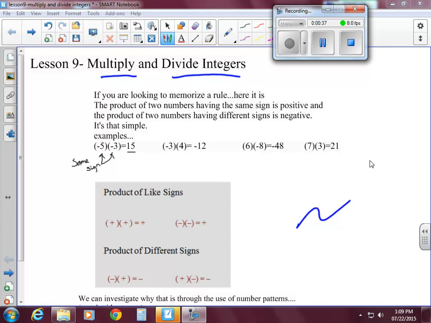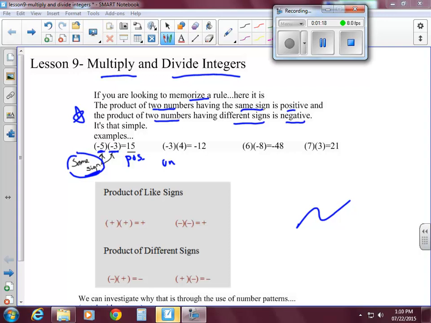Here we go. If you're looking to memorize a rule, here it is. The product of two numbers having the same sign is positive, and the product of two numbers having different signs is negative. It's that simple. So what do we mean by that? Here you have a negative number times a negative number. They carry the same sign. So negative times a negative is a positive. So 5 times 3 is 15, and -5 times -3 is 15. Like signs. So people say like signs is going to return a positive answer with the operation of multiplication.